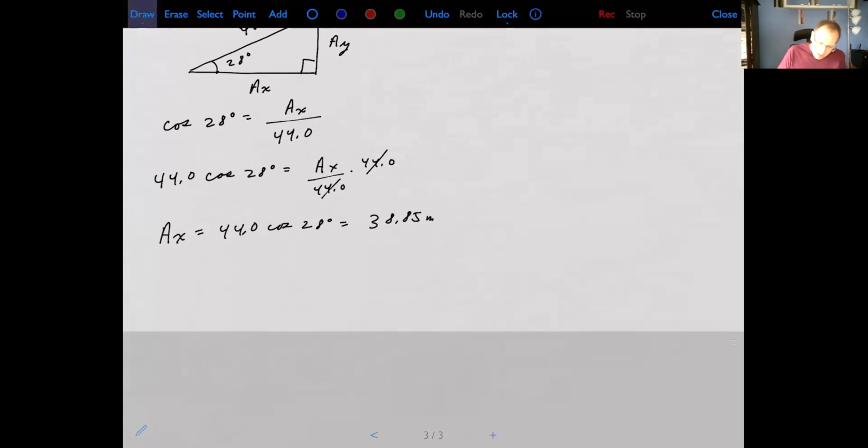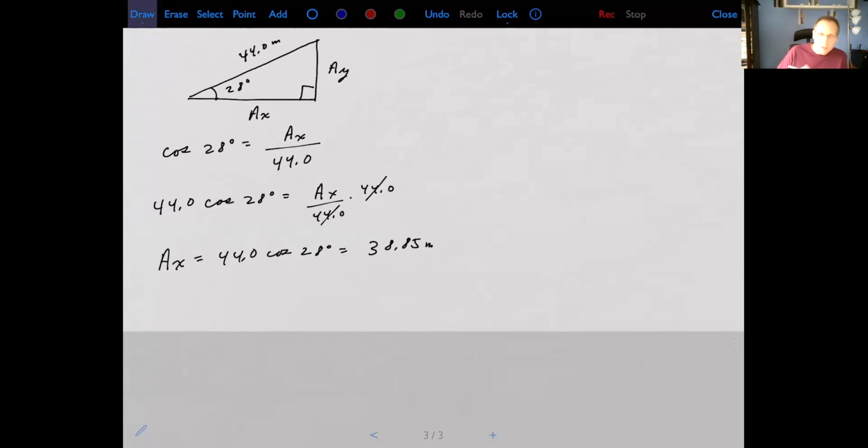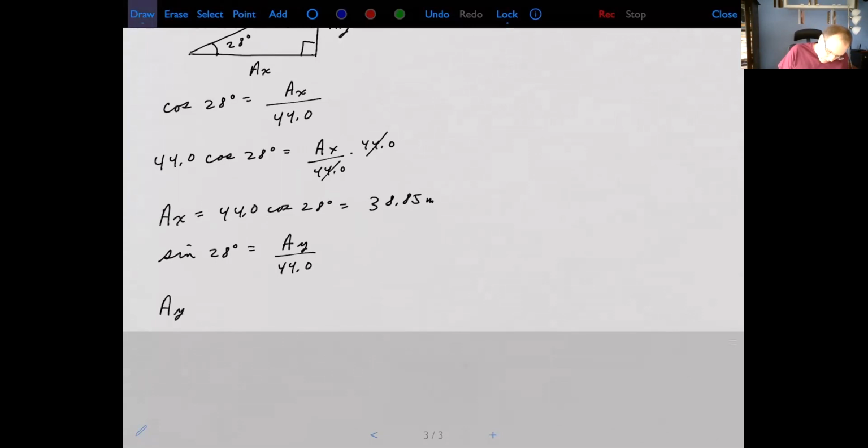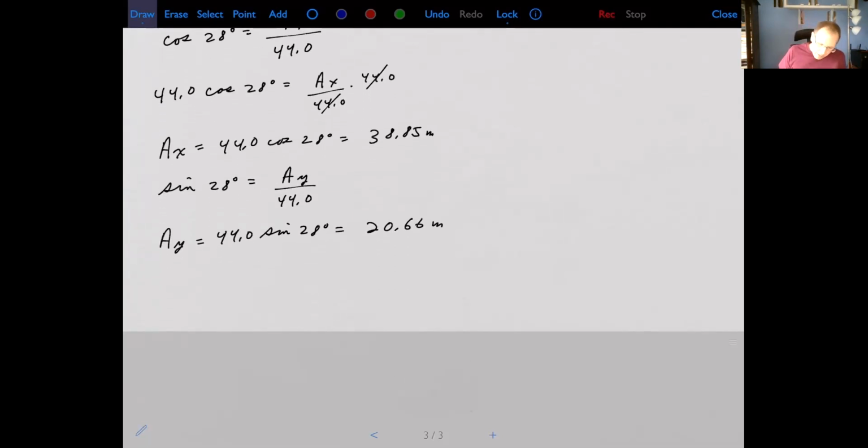So AY is opposite the angle. So I know that the trig function that's going to relate those is sine. So sine of 28 degrees is equal to AY divided by 44.0. So that means AY is going to be 44.0 times sine of 28 degrees. And if you work that out, that's going to be 20.66 meters. Okay, and that's also positive, right? Because it's pointing up.